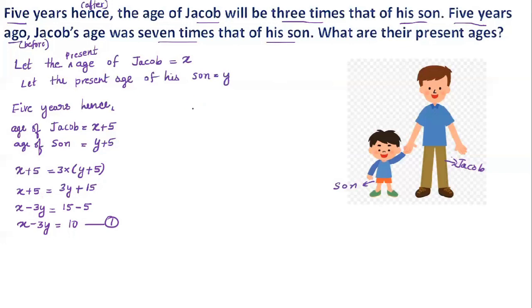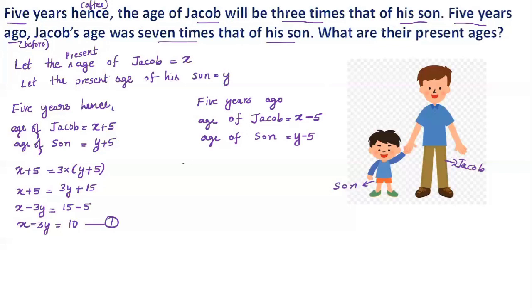Now what happened 5 years ago? See, 5 years ago, what is the age of Jacob? It will be 5 less than the present age. So age of Jacob 5 years ago was x minus 5, and age of his son was y minus 5. Now it is y. Before 5 years it was 5 less, so y minus 5.